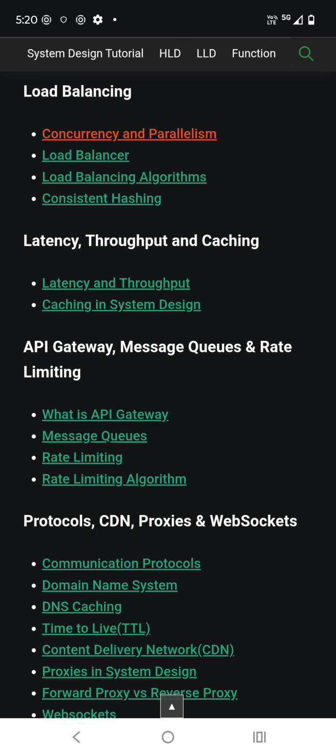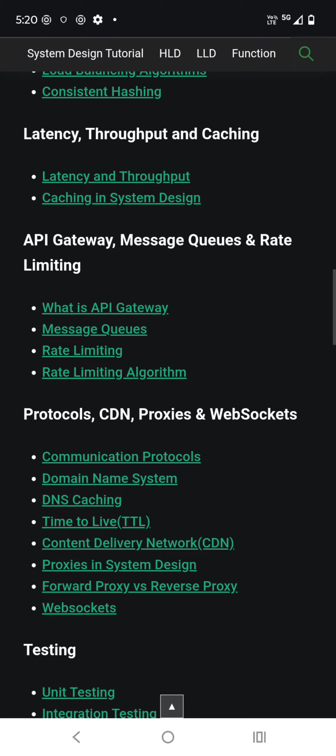Latency, throughput, caching. We are also going to discuss latency, which is a very important factor: response time. So how much time it is going to take for processing a request. It is very important, and it should not be more than 1 second or 2 seconds, right? Then it would be a problem.